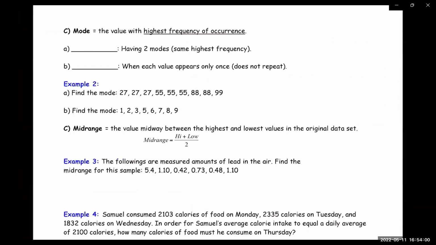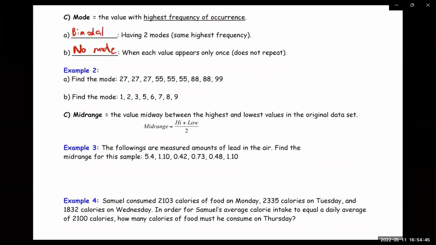All right, now for mode. Mode is the most popular value. The one with the highest frequency of occurrence is called the mode. Having two modes means it's bimodal. For example, we'll do some examples right now. And when each value appears only once, that means there's no repeats at all. That means there's no mode, because they all have the same frequency.